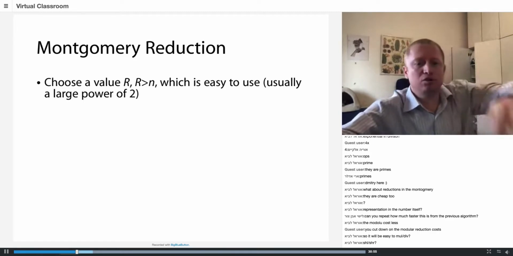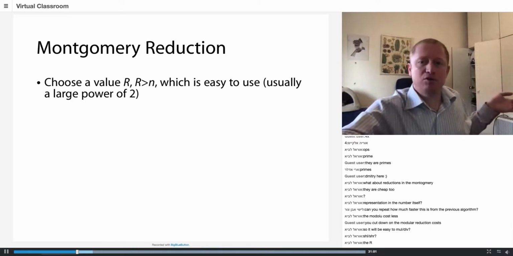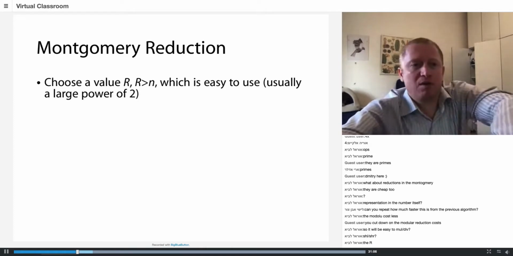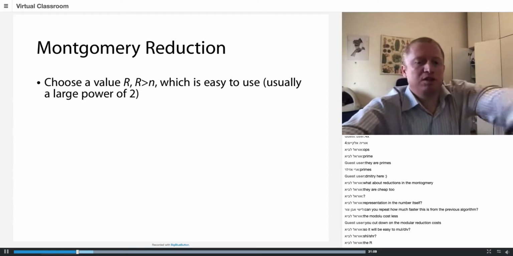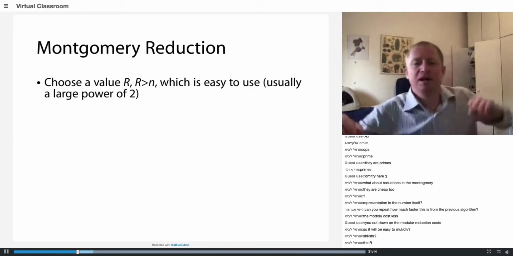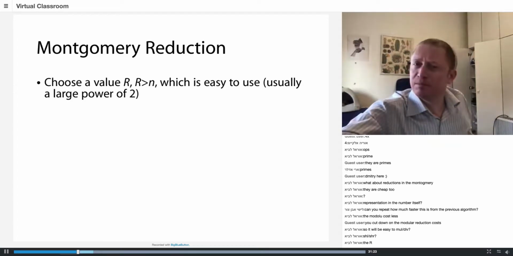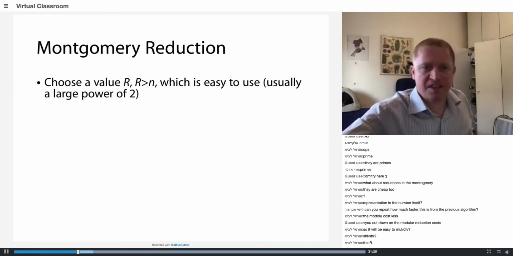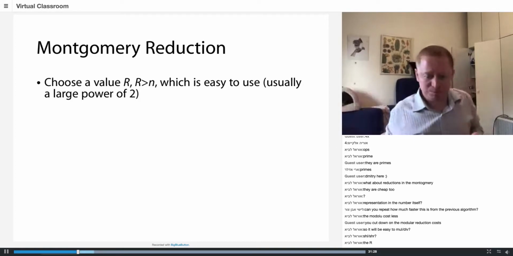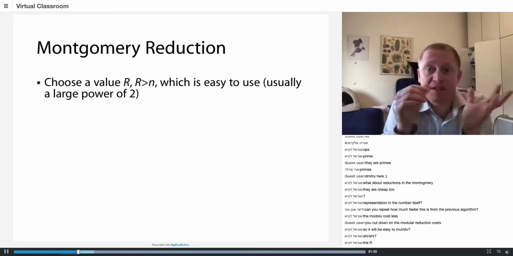So I'm going to take a large power of 2, and choose R to be 2 to the power of 10, which is 1,024, which is more than 851. This is a number. So why am I saying that this number is easy to use? In what sense is it easy to use?